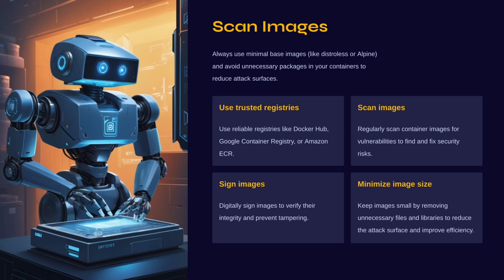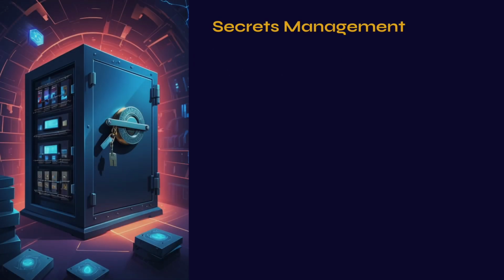Use smaller base images like Distroless or Alpine and remove any files or libraries you don't need. For instance, if your application doesn't need certain tools or libraries, don't include them. The less you bring, the easier it is to manage and secure. By following these best practices, you're making sure that the images you deploy are as secure as they can be. It's all about building a strong foundation and reducing the chances of vulnerabilities hiding inside your containers.